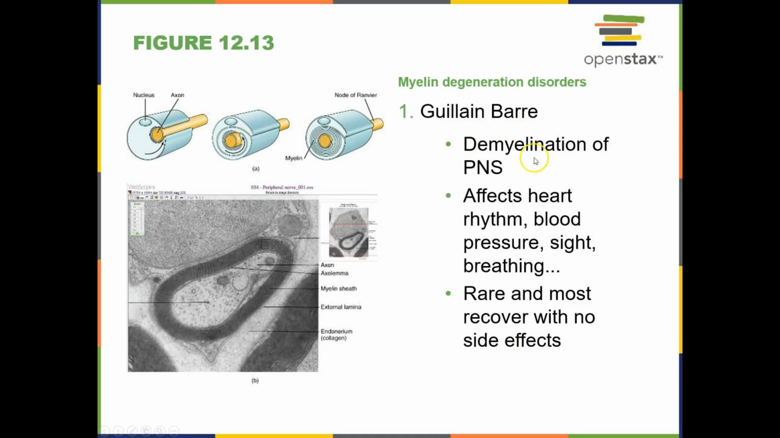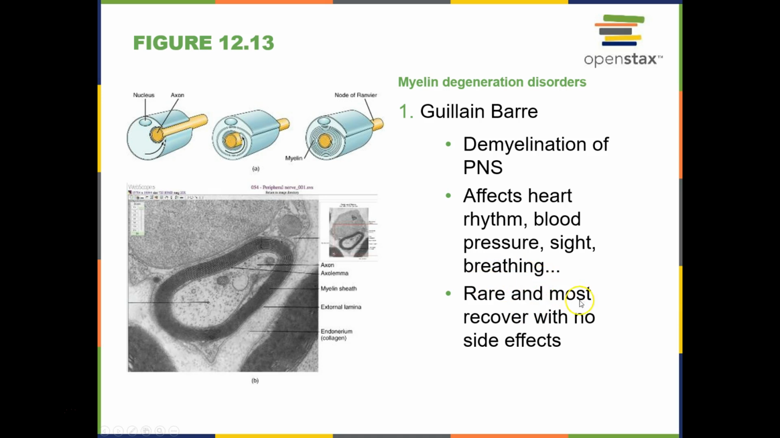Guillain-Barré disease is a demyelination of the peripheral nervous system. This is usually associated with some disorder occurring, and it just comes on very rapidly, and it affects PNS systems. It's going to cause problems with blood pressure, with heart rate, with breathing rate.